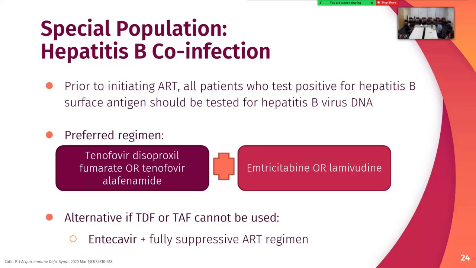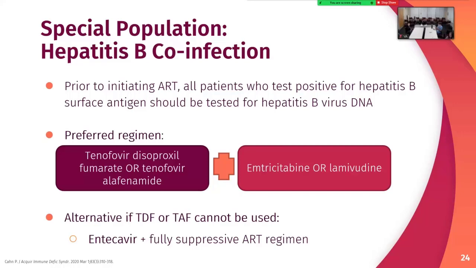they should be used in combination to make sure that our patients aren't going to be at risk for exacerbation or resistance. And then if patients can't tolerate that tenofovir, then the guidelines recommend using entecavir, which is going to be our hepatitis B treatment, with a fully 3-drug suppressive ART regimen. So that's for our hepatitis B co-infection.